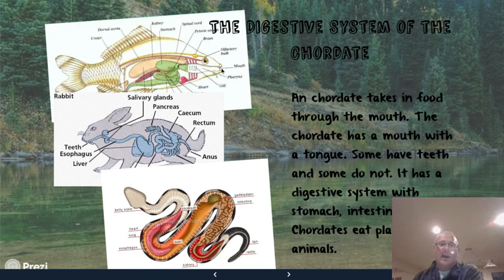So it comes in the mouth. It goes through a series of steps, and every digestive system is going to be a little bit different based on the animal, but then it leaves through the anus or the cloaca of the creature.